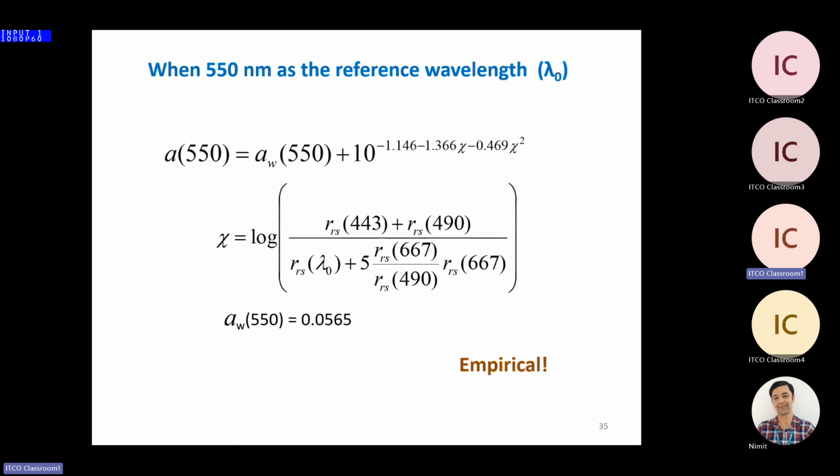So here is basically how we get this A550. For 90% of the global ocean, this works fine. Interestingly, recently I have grad students trying to use a neural net to beat this regression. They found out the neural net cannot. I'm surprised, and I'm still asking them how the neural net cannot beat this empirical relationship. They haven't given me a good answer yet. Anyhow, that's an empirical way to get the absorption at 550.